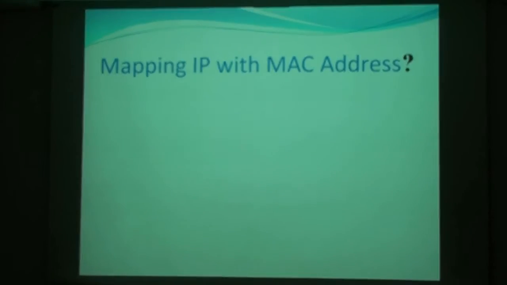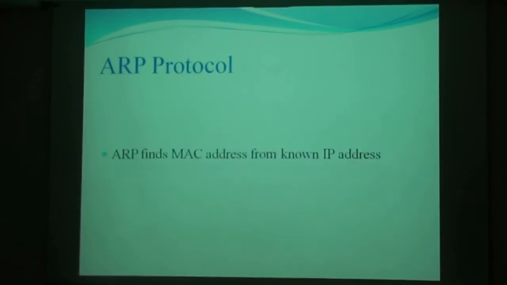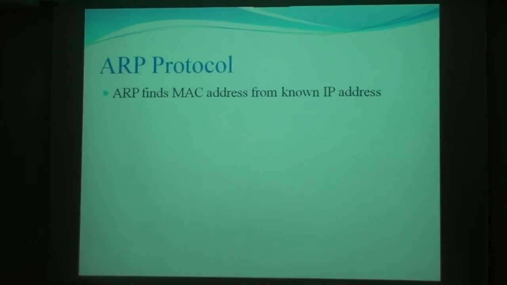So let's know how we can map an IP with a MAC address. Well, it can be done by a manual configuration within the two hosts, but it will be a very tedious job. Here ARP comes in handy and makes it automatic. Now let's see what an ARP protocol is, where ARP finds MAC address from the known IP address.